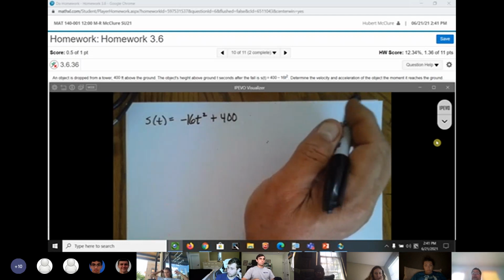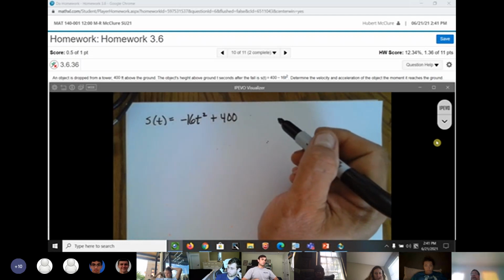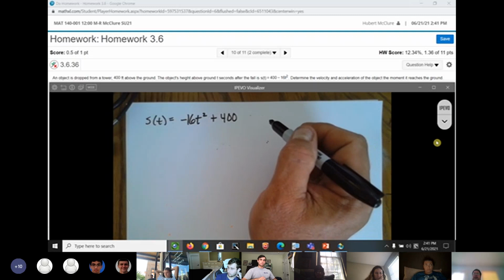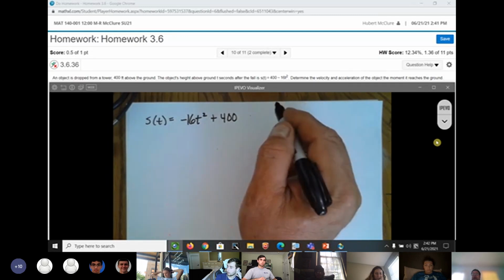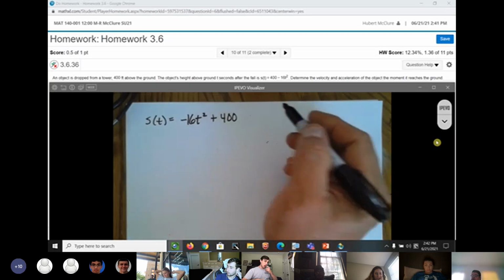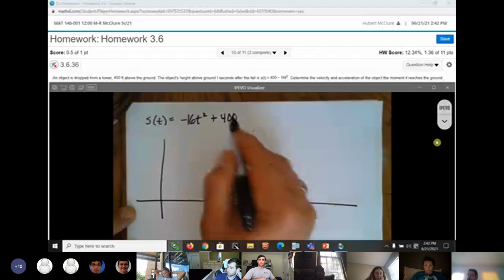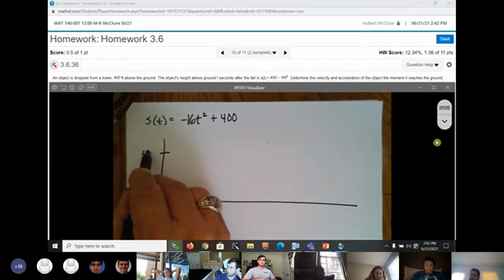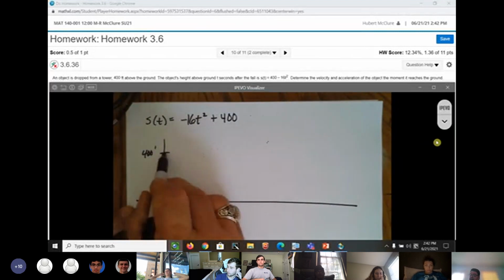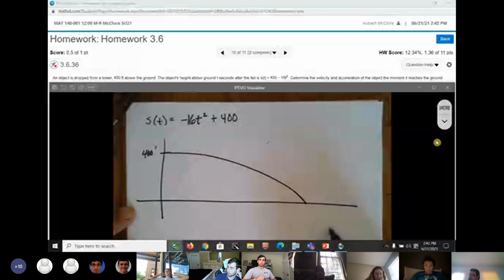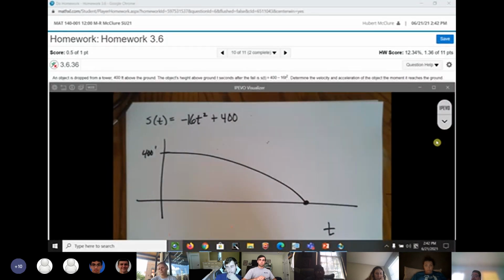Determine the velocity when it reaches the ground. So we got to find out when that ball or whatever this is reaches the ground. So we got to graph it. So we're going to graph it, and it's going to look like this. We know this is 400, and we throw it. This is time, and we know it hits the ground right here.